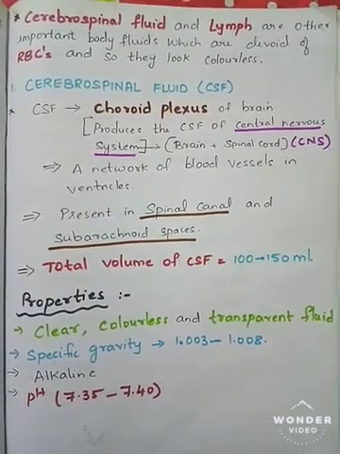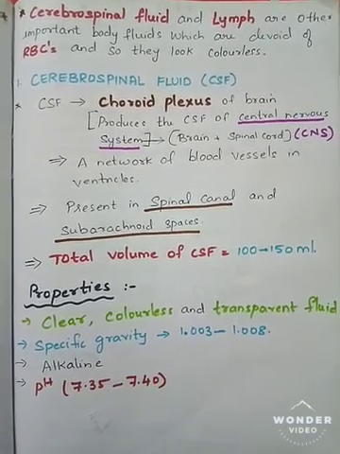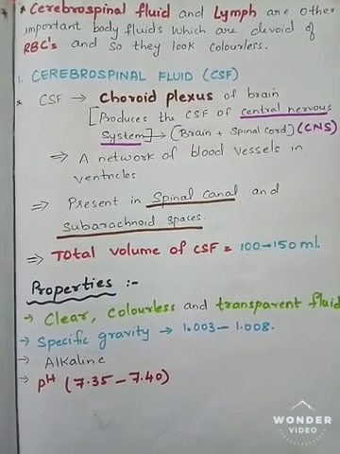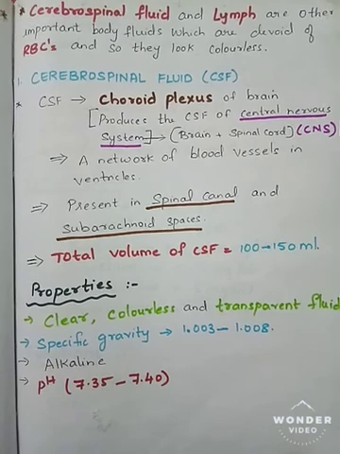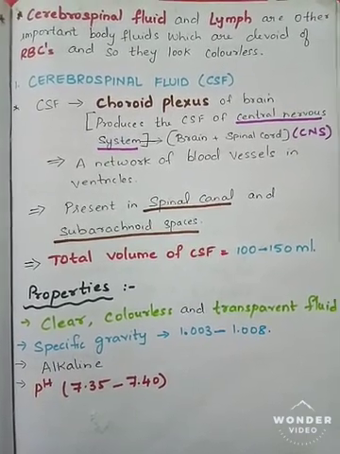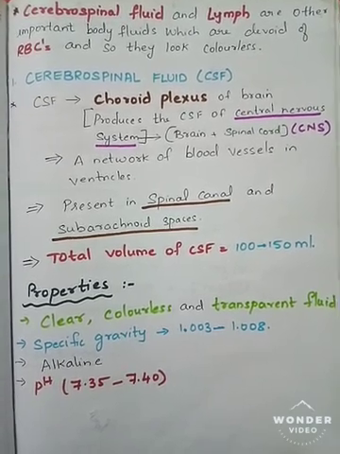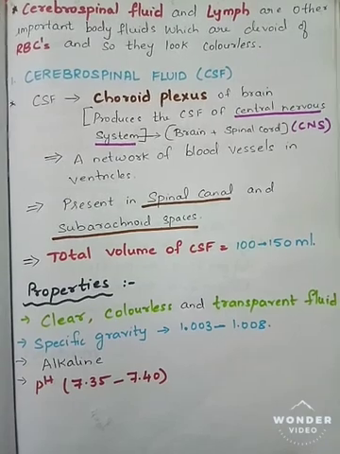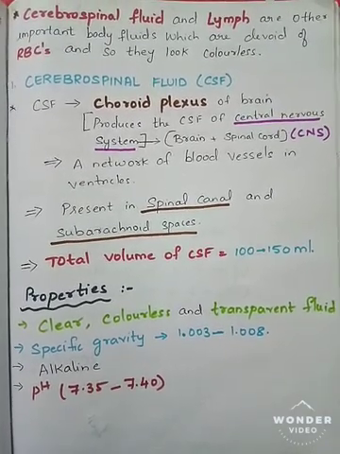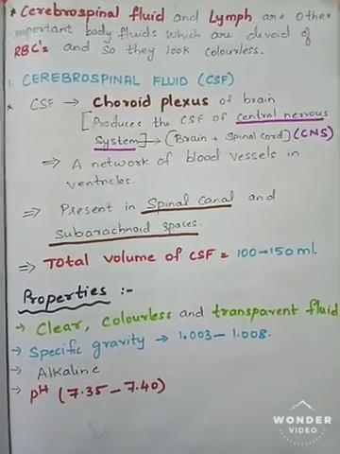So here we are going to learn about two types of fluids, that is cerebrospinal fluid and lymph. These are the important body fluids which do not have RBCs. Hence they look colorless. We know that blood has RBCs, so that is the reason why blood appears red in color. Whereas these fluids do not contain RBCs, so they look colorless.